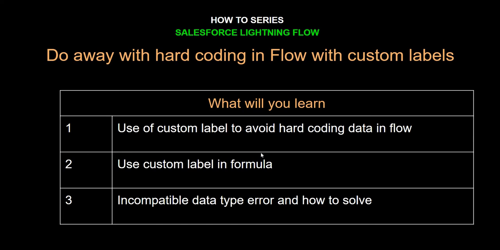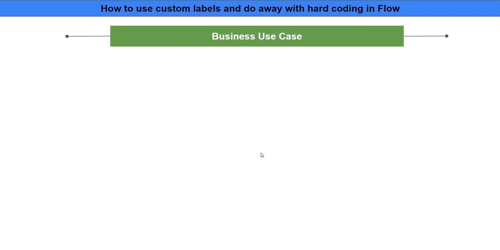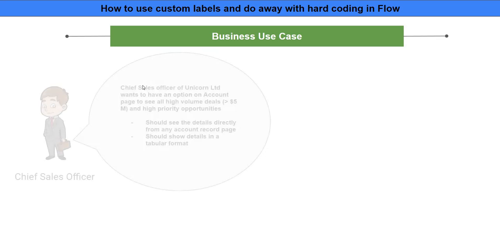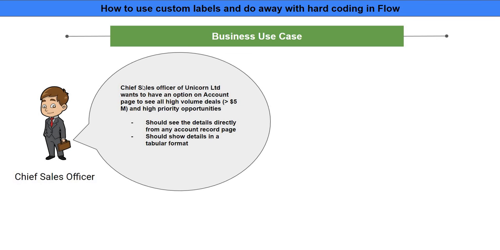So to demonstrate this, let's start with a business use case. We have a chief sales officer of Unicorn Ltd. He would like to see an option on the account record page to show large deals, any deals having an amount greater than 5 million, categorized as high or large volume deals. We need to show this on the screen, and we should show all the details in a tabular format.